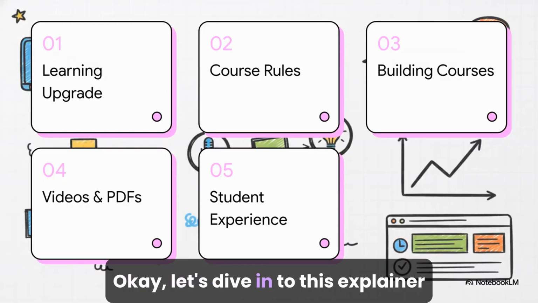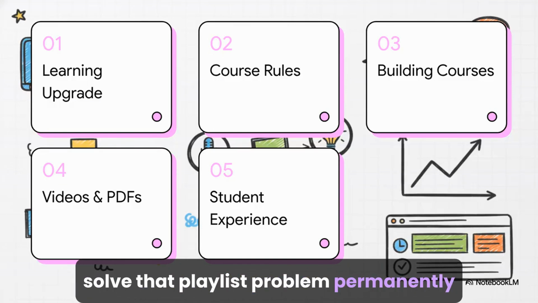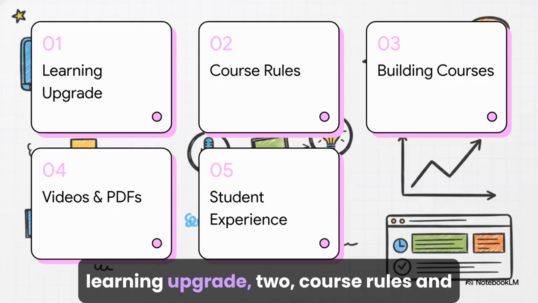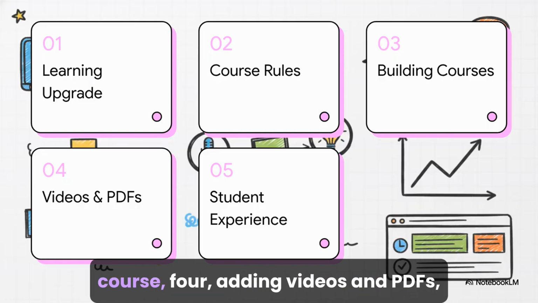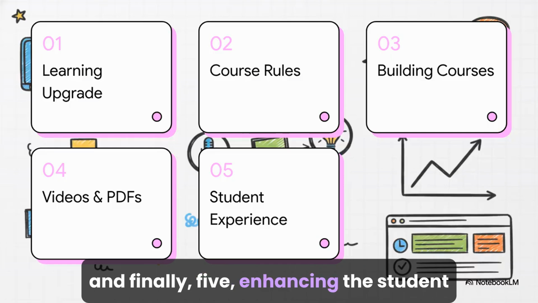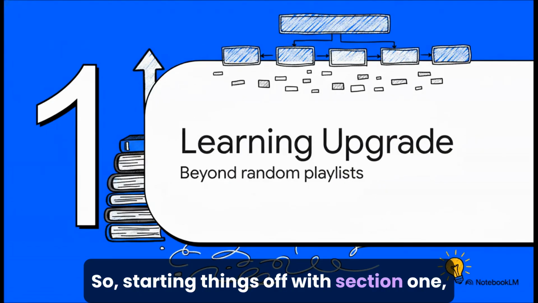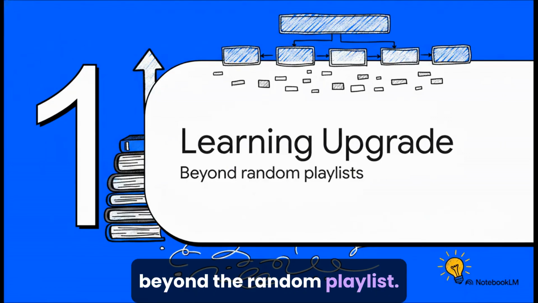Okay, let's dive into this explainer's syllabus and see how we're going to solve that playlist problem permanently today. We are going to cover 1. The YouTube Learning Upgrade, 2. Course Rules and Requirements, 3. Building your first course, 4. Adding videos and PDFs, and finally, 5. Enhancing the student experience. So, starting things off with Section 1, the YouTube Learning Upgrade, moving beyond the random playlist.